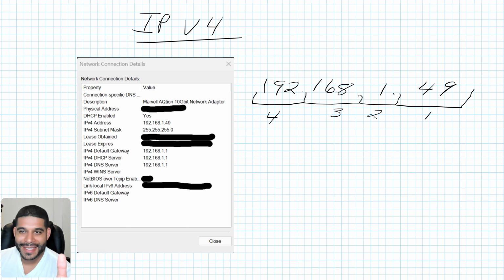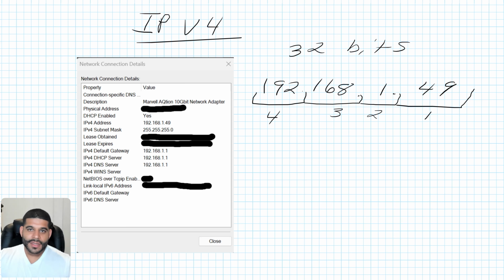When we take a look at this now and we say to ourselves, okay, well, how do we get a 49? How do we get a 1? How do we get a 168? And how do we get a 192? So if you didn't know, IPv4 addresses are what we call 32-bit addresses. Go ahead and write that here, 32 bits.